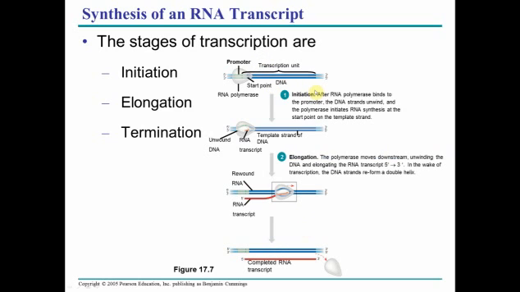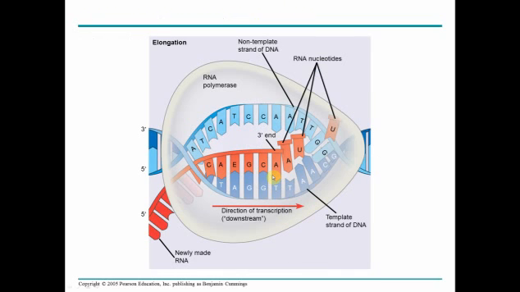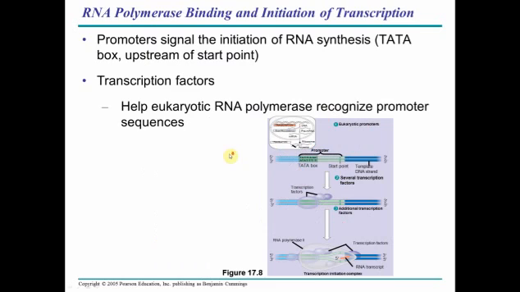Okay, so here's initiation, promoter binding, elongation, adding the nucleotides or ribonucleotides, and then finally termination, the RNA transcript is released, and the polymerase falls off. Here you see a close-up picture. Direction of transcription is from left to right in the 5' to 3'. Again, we're adding nucleotides only to the 3' end there, and only on the leading strand, you can see.